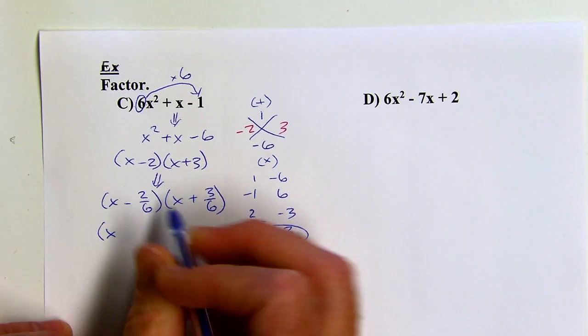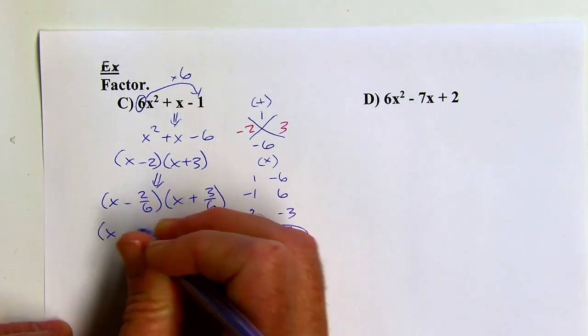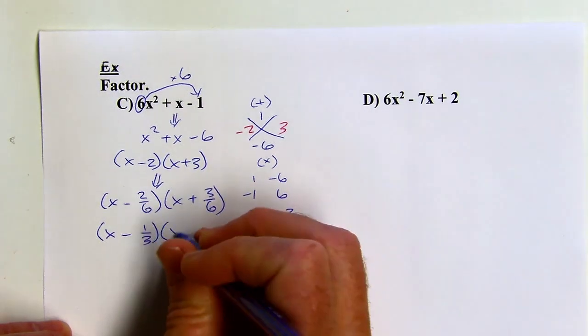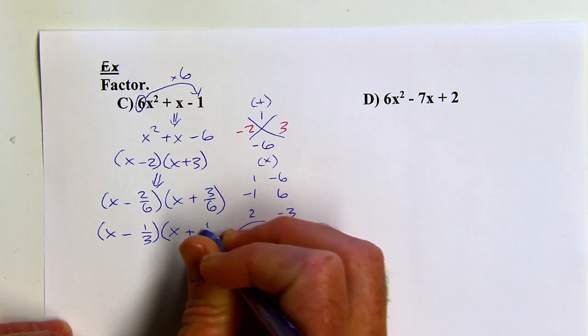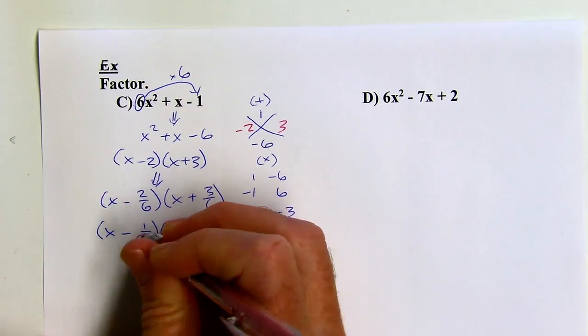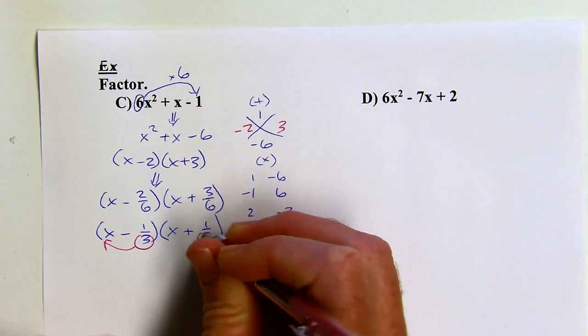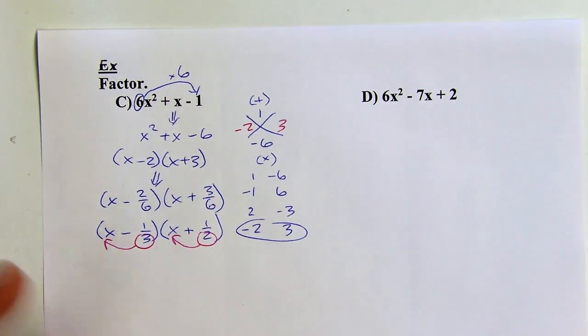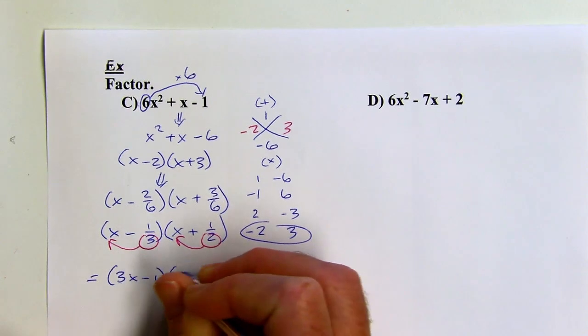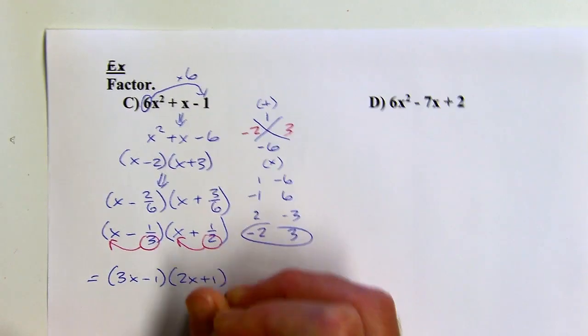So that first fraction you can divide top and bottom by 2. That would give you 1/3. Second one, 3/6 is going to reduce to 1/2. Okay. So now that I've reduced and I still have fractions, now is when I pull the denominator out in front of the x's. So that will give me 3x minus 1 and 2x plus 1. Okay, and that is my solution.